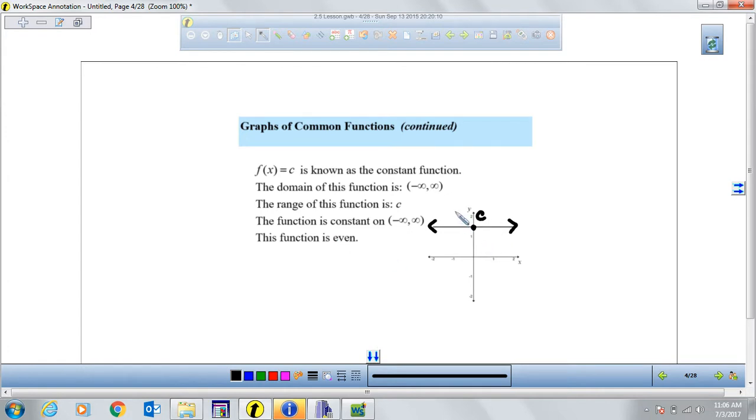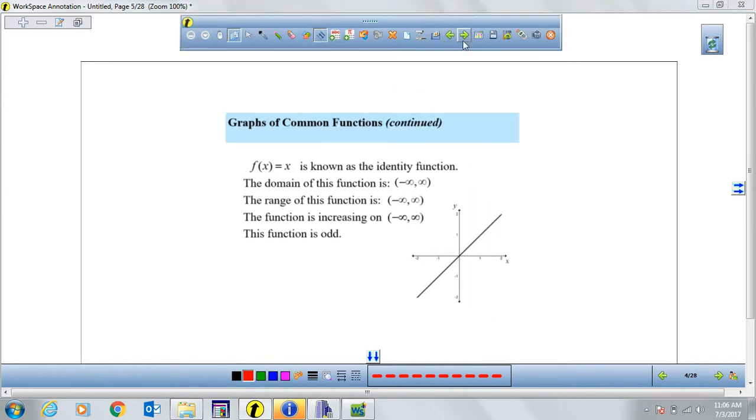Now, the function is always constant from negative infinity to infinity, because it's always horizontal. And the function is even because it reflects to itself over the y-axis. If I reflect it over the y-axis, it's going to give itself. It's going to create itself on the other side. It's going to reflect to the same graph.